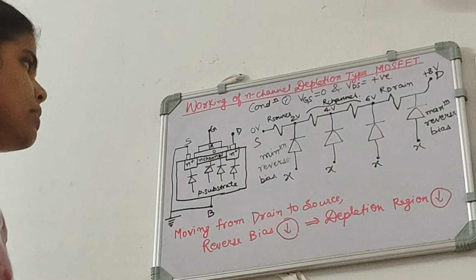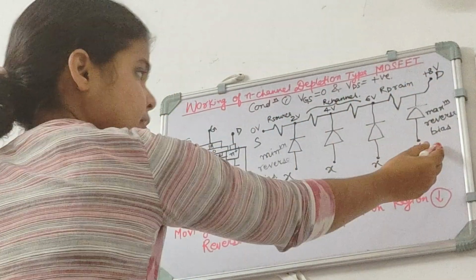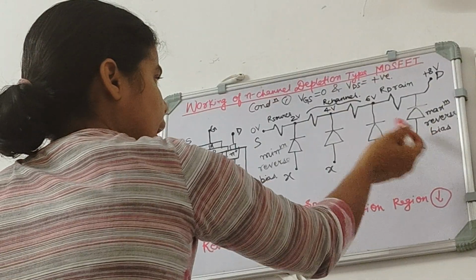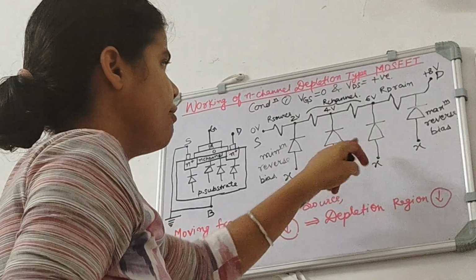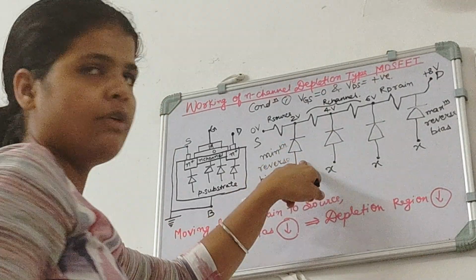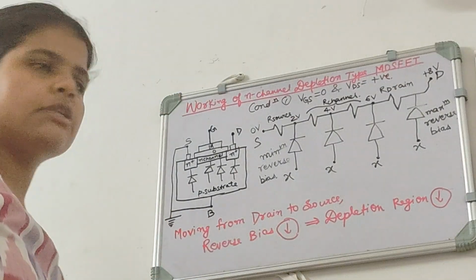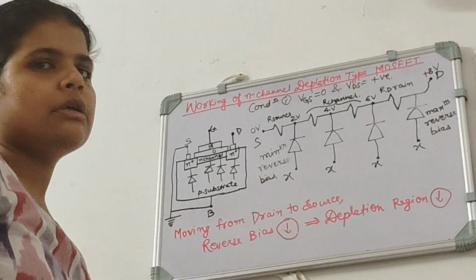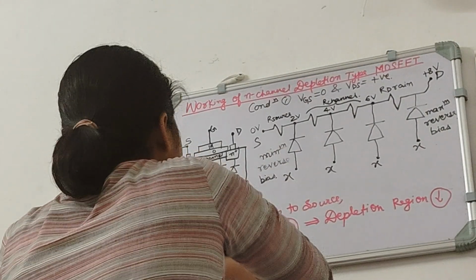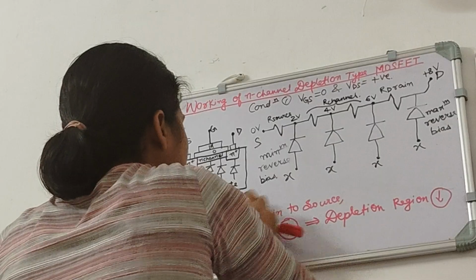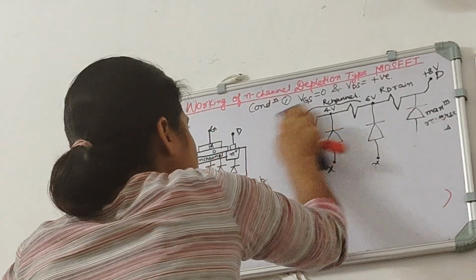Okay, so moving from this side to this side, this is having maximum reverse bias, and this diode will have less than this, this diode will have less than this, and this diode will have the minimum. So a similar pattern will be seen in the depletion region, because reverse bias is directly proportional to depletion region. Now let me remove all this.